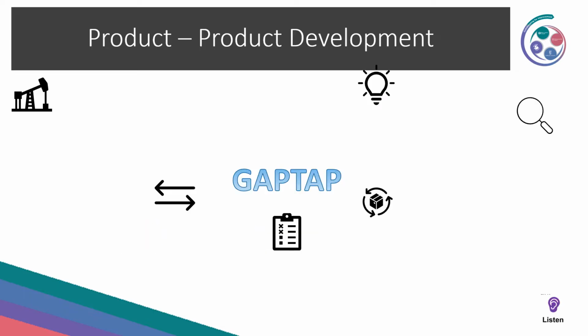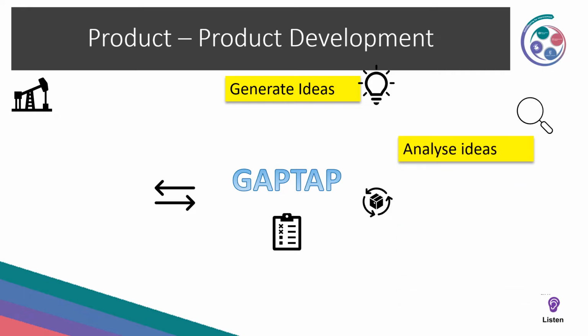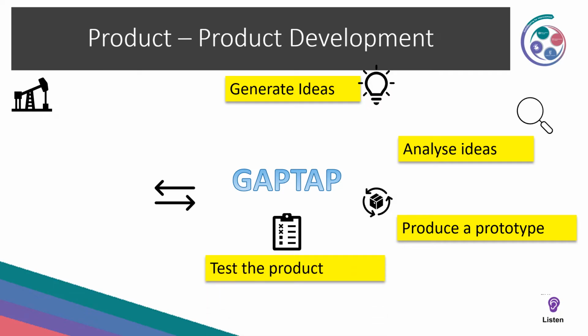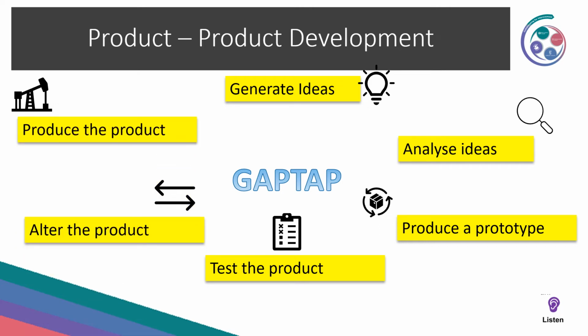Okay, so to give you a helping hand here, we've got a good acronym, GAPTAP. So let's have a look. If we were to ask to identify, then the G stands for generate ideas, analyze ideas, produce a prototype, then you would test the product, alter the product, and produce the product. So these answers would be suitable for the first question on the previous slide.